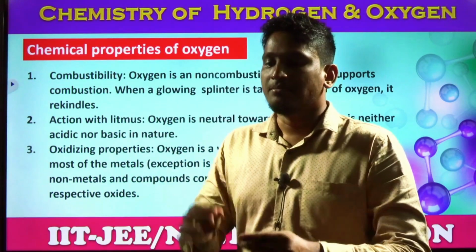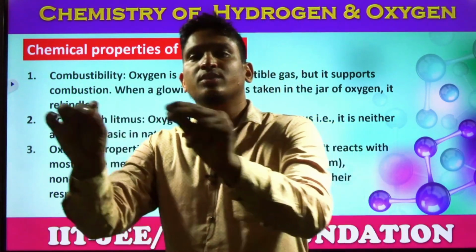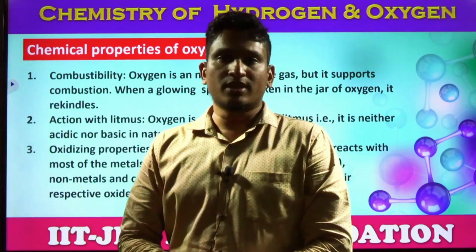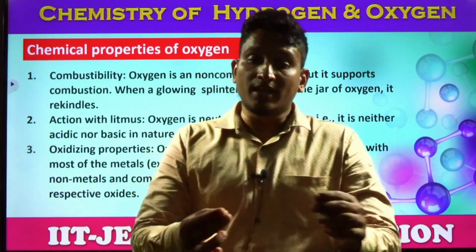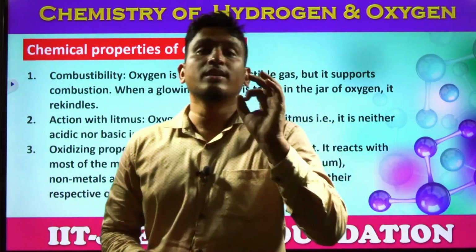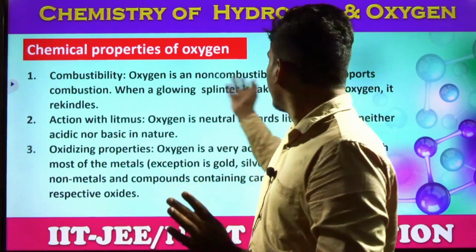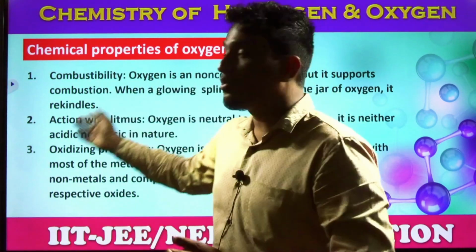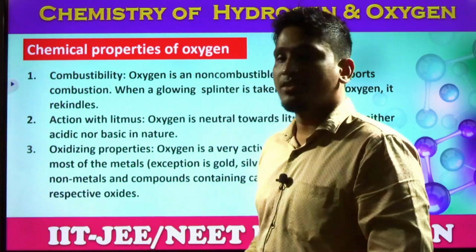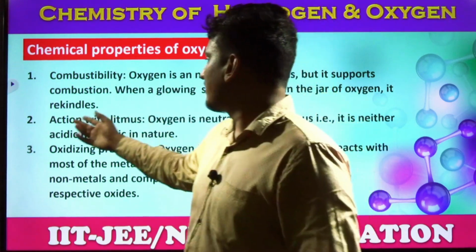For example, burning carbon, how does it take place? In the presence of oxygen, carbon converts into carbon dioxide, or carbon monoxide if oxygen is insufficient. Burning magnesium, what does it convert into? Magnesium oxide. So what is happening here? All the burning reactions take place in the presence of oxygen. So that's the meaning. The point says it supports combustion. Combustion means burning reaction, students. So when a glowing splinter is taken in the jar of oxygen, it rekindles, right?